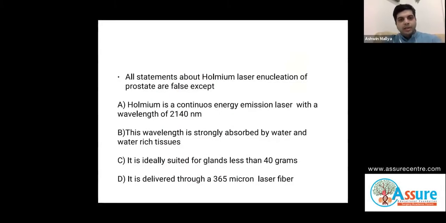Holmium is a pulsed energy emission laser, not a continuous energy emission laser, with a wavelength of 2140 nanometer. That's the difference between holmium and other laser types. So obviously this is a false choice.